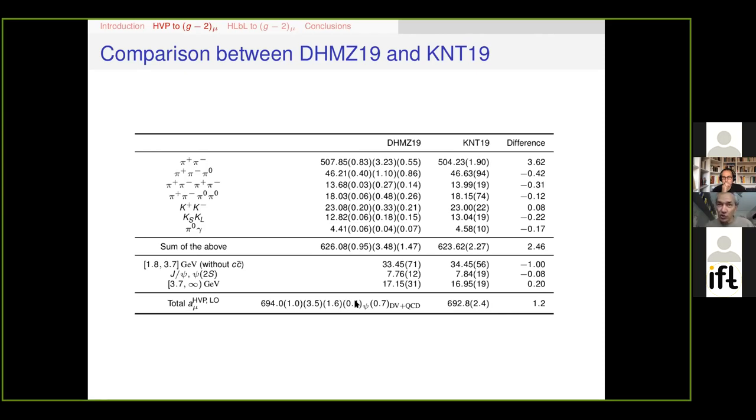However, the situation is not as good as it looks if you concentrate only on the last line, because if you go up in this table, in particular, look at the pi plus, pi minus, which is by far the dominant channel, you see that there's a difference between the two analyses, which is significantly larger than the final difference. And so this difference is then compensated by differences in the other direction, in other channels. And so instead of just combining the final result, the work done for the white paper was to study and try to understand these differences in the individual channels.